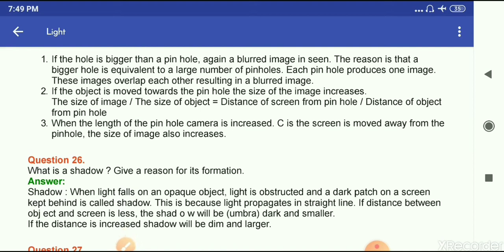Answer of second question is, if the object is moved towards a pinhole, the size of the image increases. The size of the image upon size of the object is equal to distance of the screen from the pinhole upon distance of the object from the pinhole. Answer number third is, when the length of the pinhole camera is increased, the screen is moved away from the pinhole and the size of the image also increases.